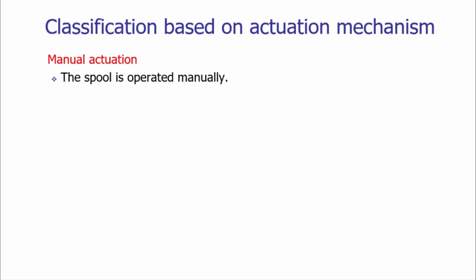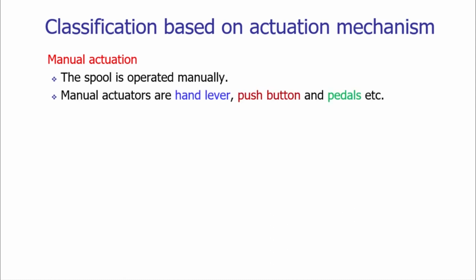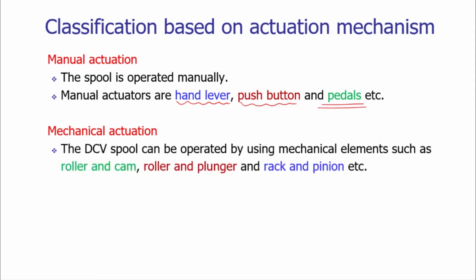The next classification or the next group of valves are based on their actuation mechanism. So we can manually actuate the valves by using the hand lever, or by using push button, or by operating the valves using the pedals. Mechanical actuation can also be done. To actuate the valves, we are using the roller and cam mechanism. In our previous weeks, we have already seen that the roller and cam can be utilized for the actuation purpose.